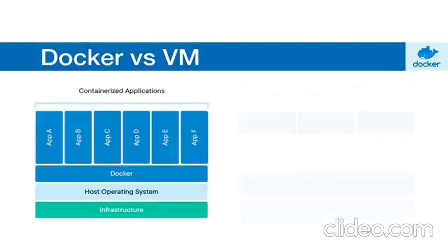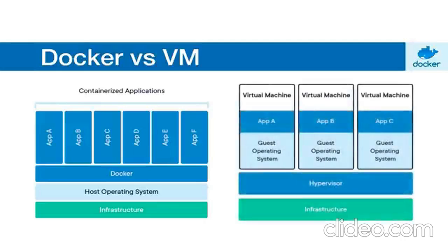In contrast, with a virtual machine, you can see that you have the infrastructure. On top of that, you have the hypervisor, and this allows one server to be turned into multiple servers. And you can see that each virtual machine requires a full guest operating system. So this is the fundamental difference between Docker and virtual machines.